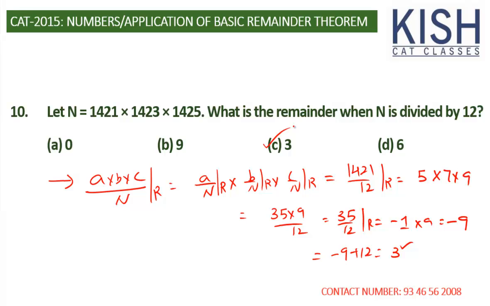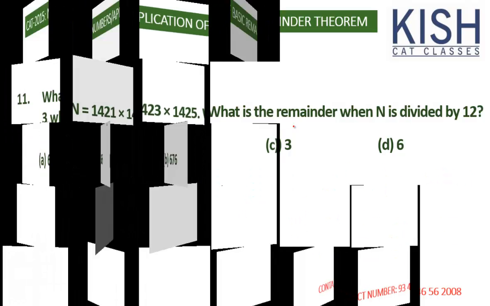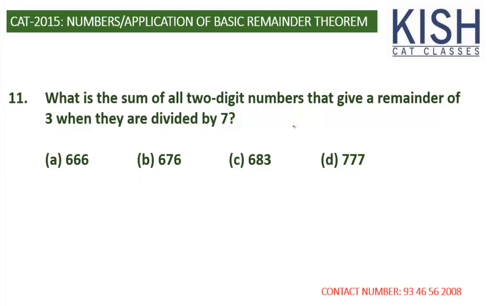Let's solve the final question. What is the sum of all the 2-digit numbers that give a remainder of 3 when they are divided by 7? So that is a fixed question, about 2-digit numbers.